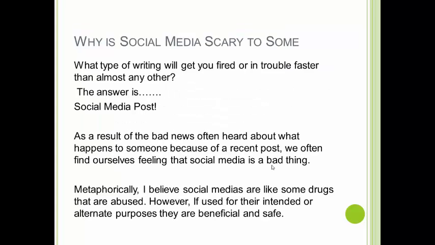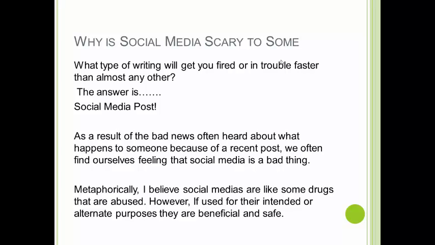Now, here is probably one of the things that even myself, I'm concerned about, this particular aspect of social media. I have listed what type of writing will get you fired or in trouble faster than almost any other. And the answer is social media posts. You hear constantly about bad news of somebody who posted something and now they're fired. I would say on average once a week.